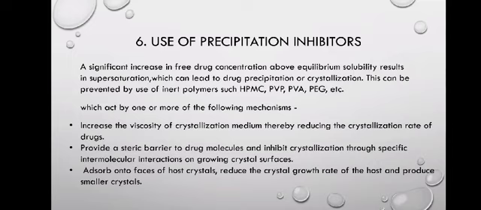6. Use of precipitation inhibitors. A significant increase in free drug concentration above equilibrium solubility results in supersaturation, which can lead to drug precipitation or crystallization. This can be prevented by use of inert polymers such as HPMC, PVP, PVA, PEG, etc., which act by one or more of the following mechanisms.